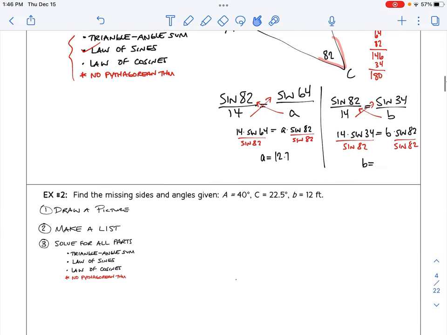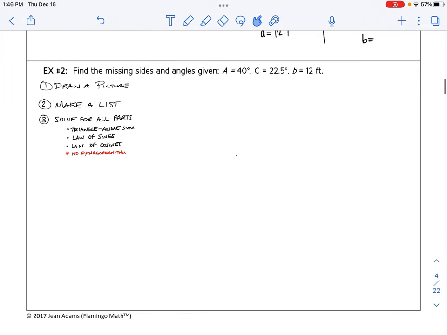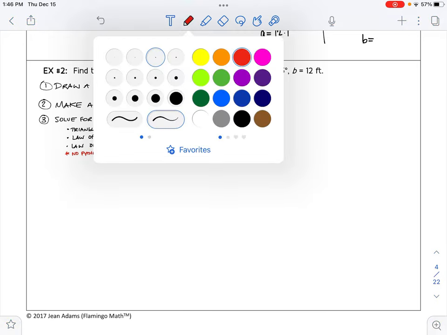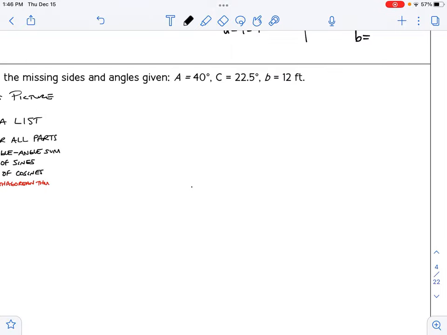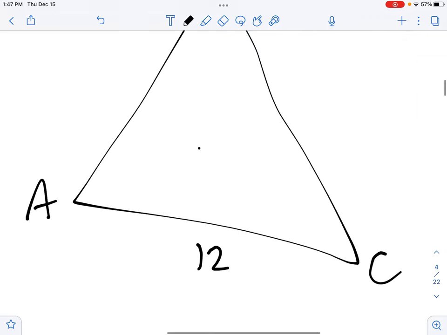Let's skip down here and set up the second example for you. I probably won't go through every little detail this time, though. So this just gives us a little bit different scenario. I have angles A, B, and C, and I know side b is 12. Angle A is 40, angle C is 22.5.